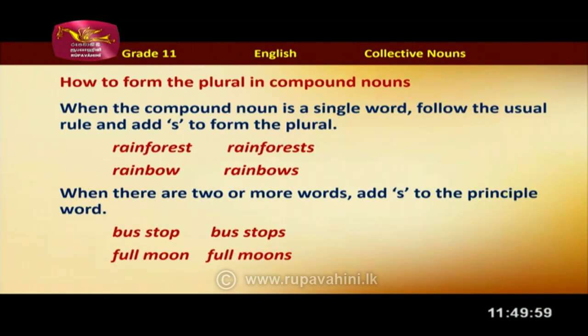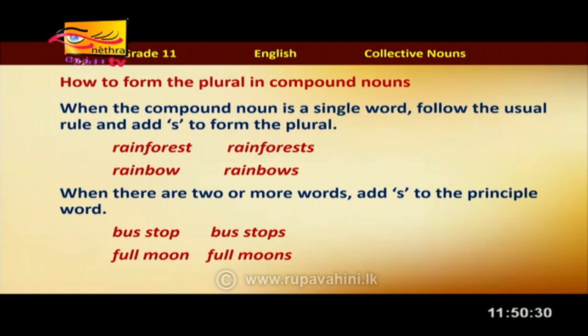Now let us see how we can form the plurals in compound nouns. Now, basic rule is, children, you have to add S to the end. So if the compound noun is one word, you can just add S. Rainforests. The next one, if there are two or more words, you have to add S to the principal word. Principal is the main word. Now here, bus stop. Stop is the main word, so S is there.